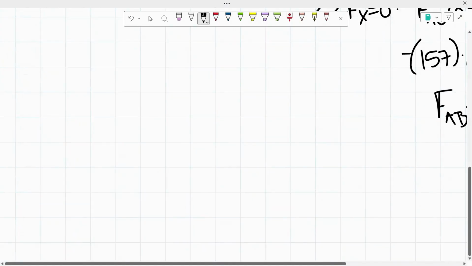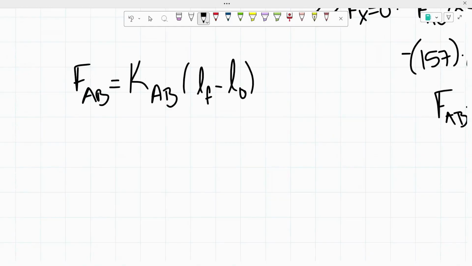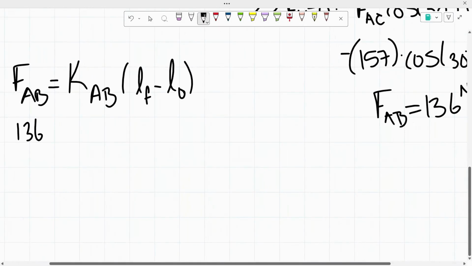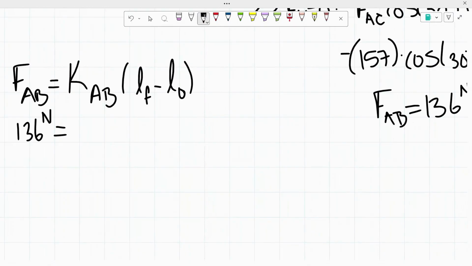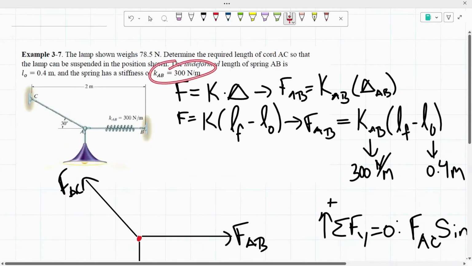So force of AB has to equal the stiffness of AB times the length final minus length original. And remember, we previously found the force of AB, so we could plug that in. So we have 136 newtons. We were given the stiffness right here, the stiffness 300.